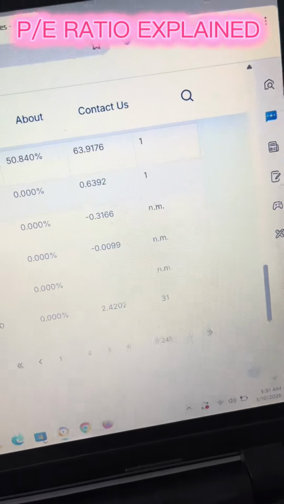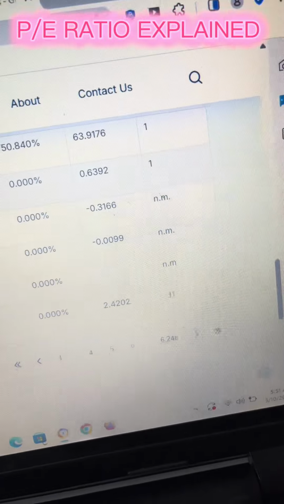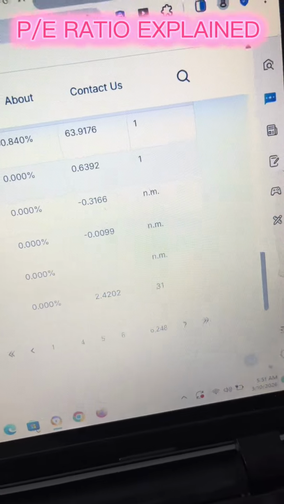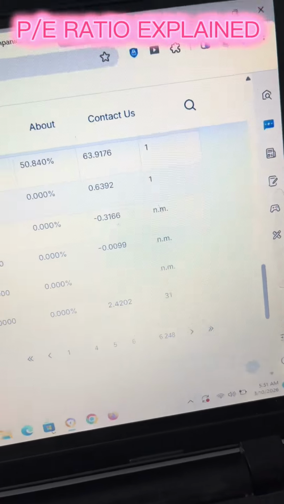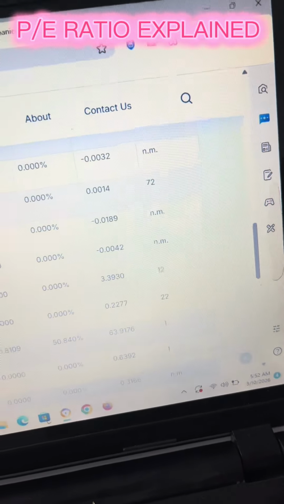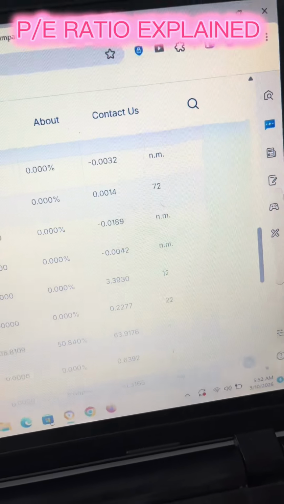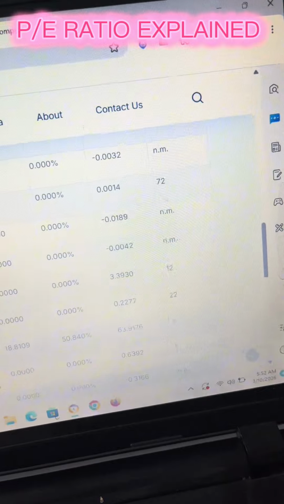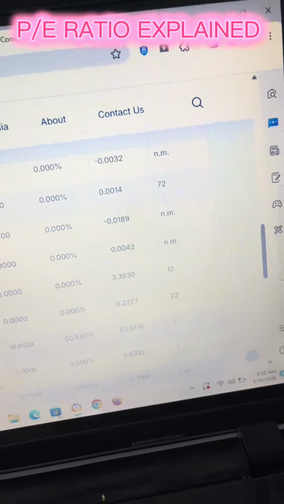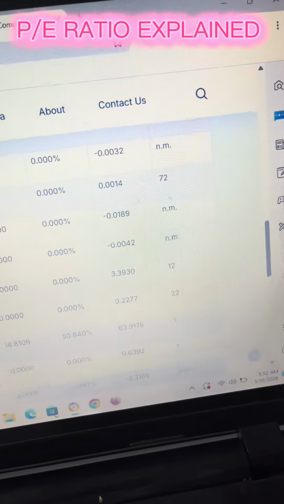Now, here is where I want you to pay attention. On the Ghana Stock Exchange, you see some PE ratios indicating NM. This simply means not meaningful. My advice to you is that whenever you see a PE ratio with NM, not meaningful, please avoid those stocks unless you are willing to take very high risk. So look at all the PE ratios with NM.